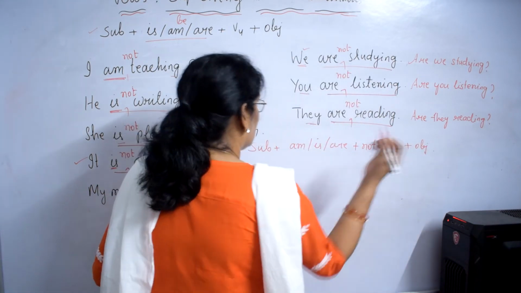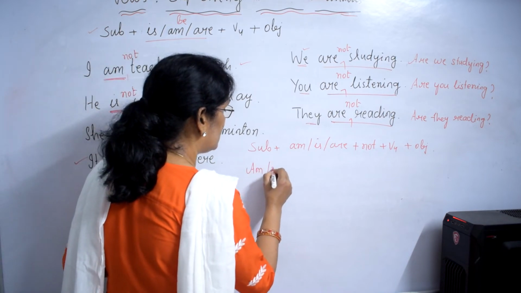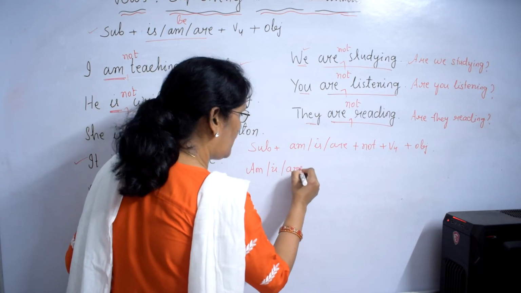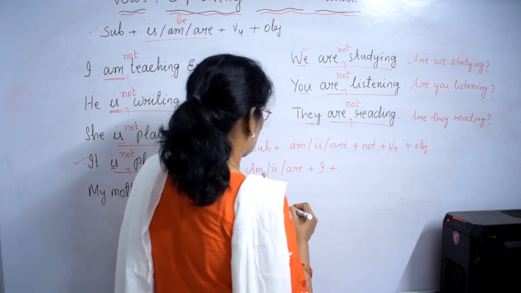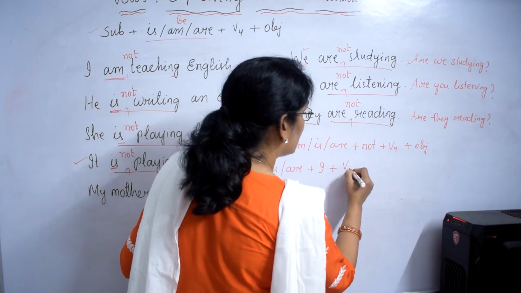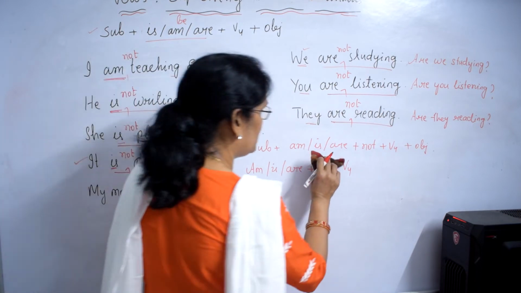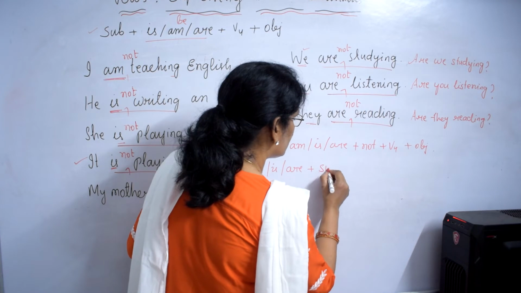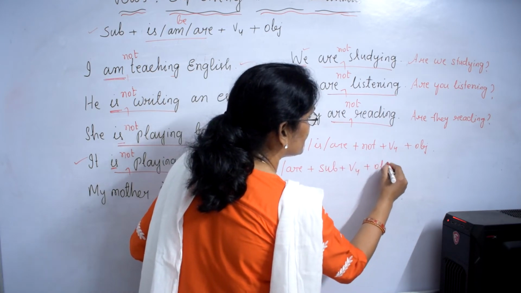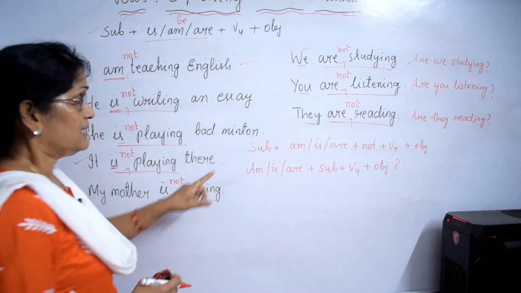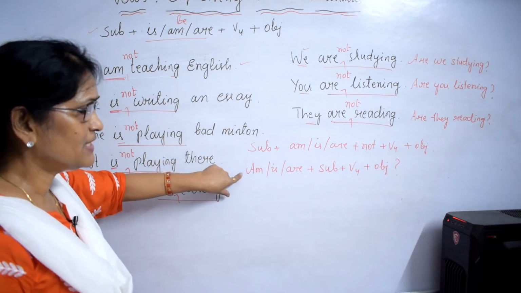Right? Then the interrogative structure: is, or are, plus I, plus the ing form of the verb. That means this is the be verb. Is, are plus subject, not I. Subject plus be verb plus object, question mark. This is negative present continuous. This is interrogative present continuous.